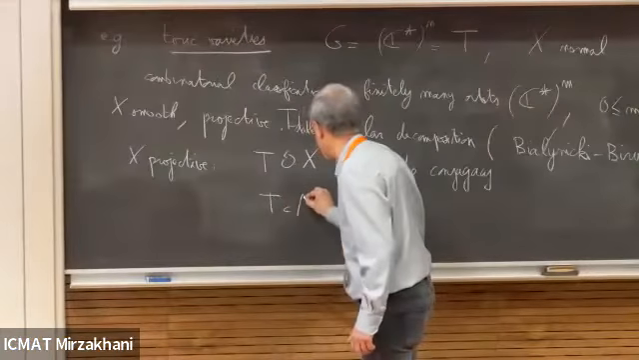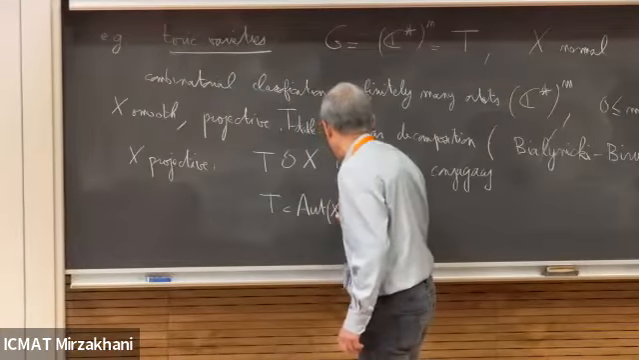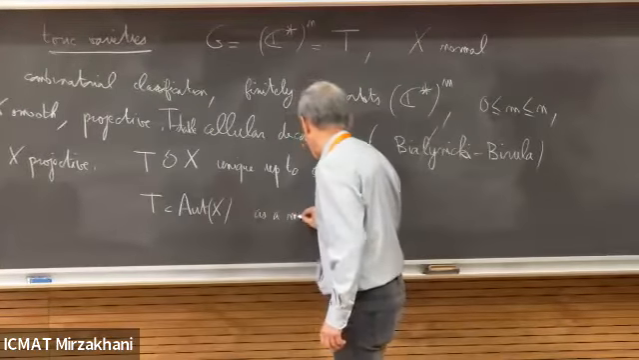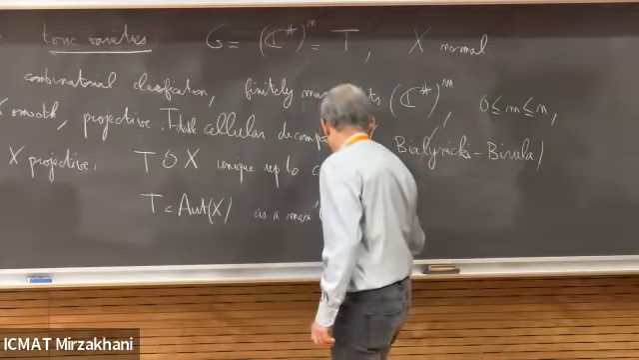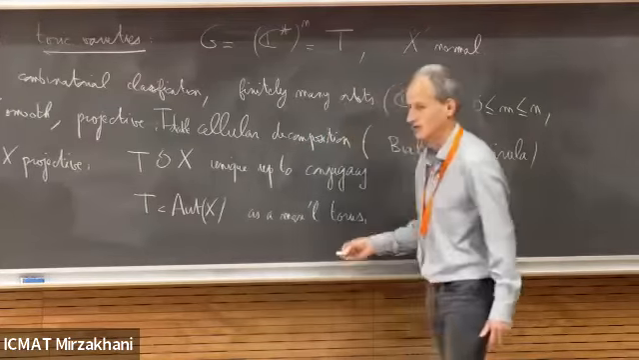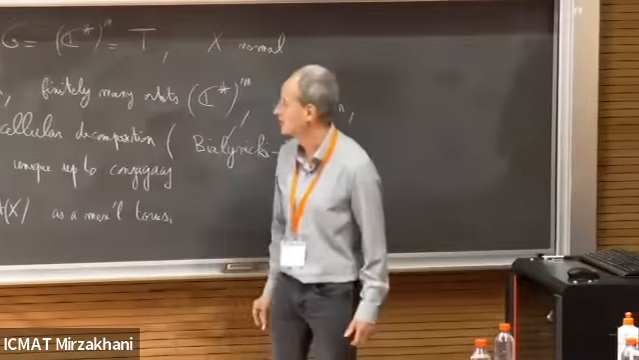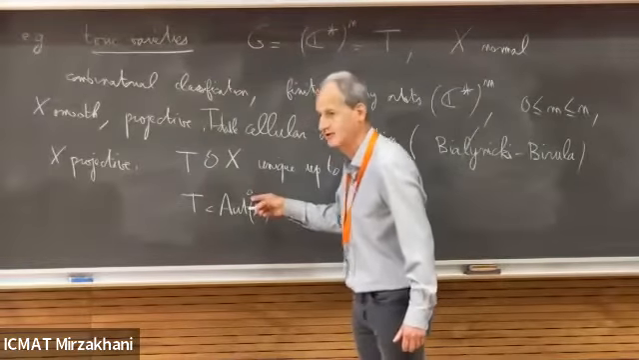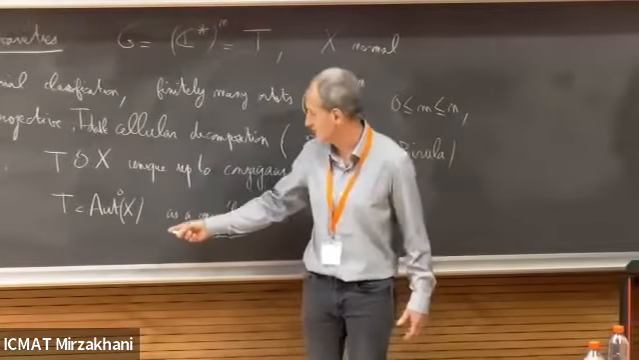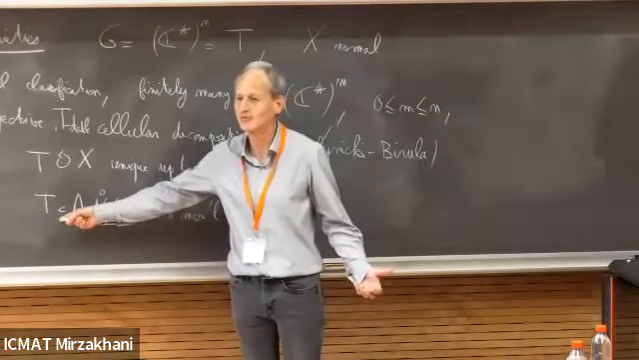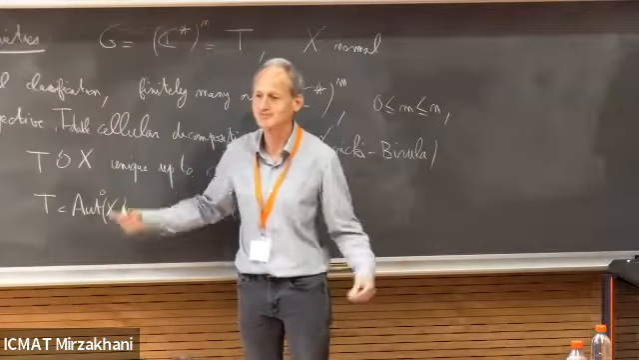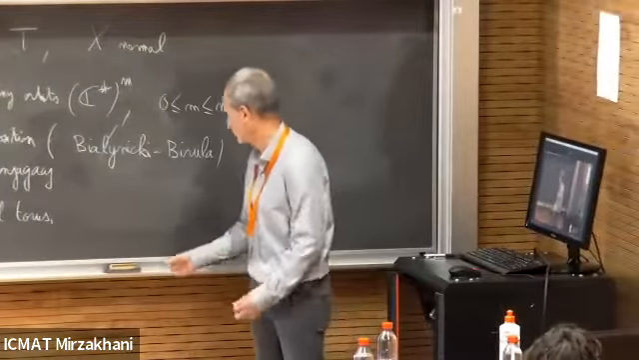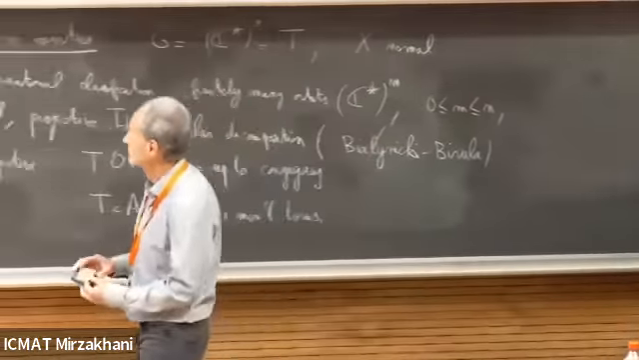You have T sits in this group as a maximal torus, which is very easy to check. And then maybe this group is too big, but you take the connected component as in Gauss's talk. And now you have an algebraic group, and the maximal tori are all conjugate. That's it. So you get an extremely beautiful picture for toric varieties.